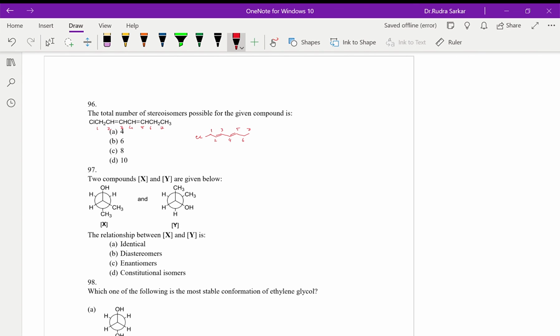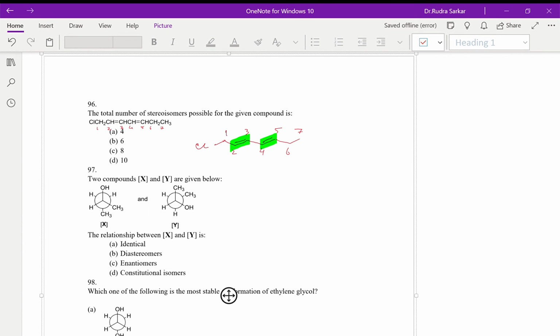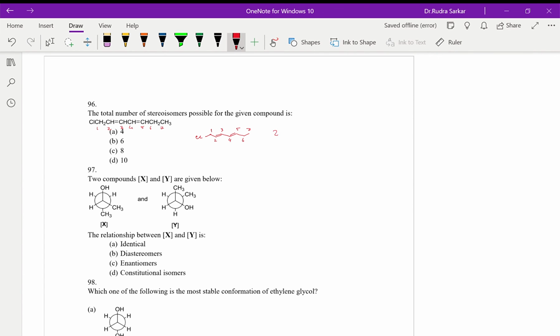All right, let me just enlarge this picture for you. We can see that there are two stereogenic centers, that is this one and that one. So there being two stereogenic centers, what we can say is that the number of geometrical isomers will be 2 to the power 2. Answer will be 4.